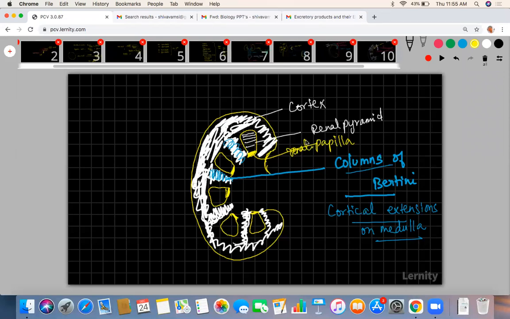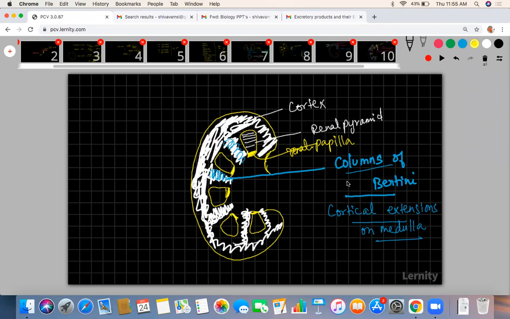It is not made up of white matter. Come on, we are not talking about white matter and gray matter. That is in your brain. Here we are talking about kidney tissues, renal tissues. Renal tissue has two parts: cortex and medulla.